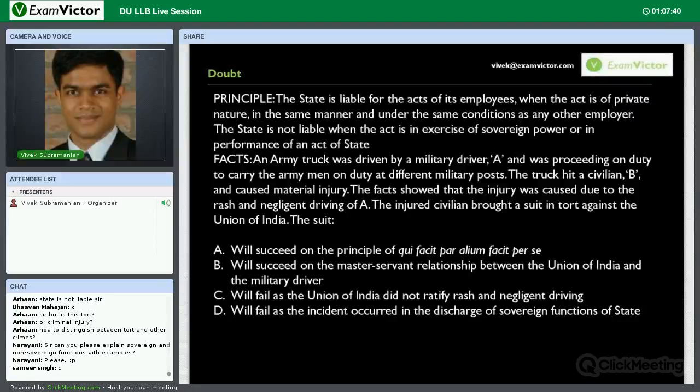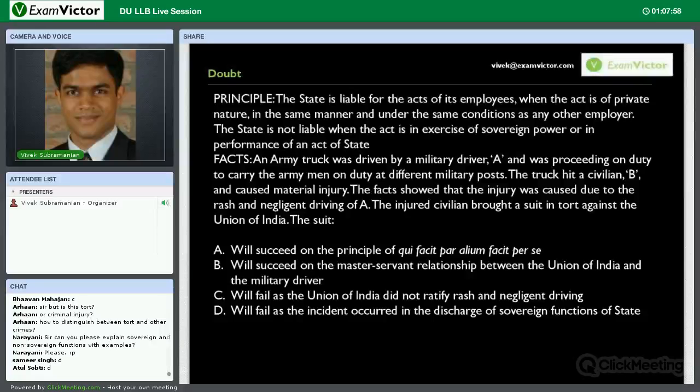So what we have to see is whether the function is sovereign or non-sovereign. The answer will depend on that. So I think we need not spend much time on this.